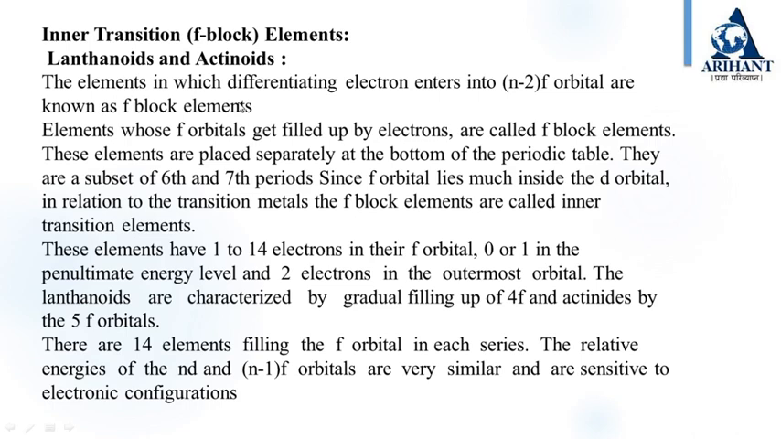These elements are placed separately at the bottom of the periodic table. They are a subset of 6th and 7th periods. Since the f orbital lies much inside the d orbital in relation to the transition metals, the f-block elements are called inner transition elements. These elements have 1 to 14 electrons in their f orbital, 0 or 1 in the penultimate energy level, and 2 electrons in the outermost orbital.